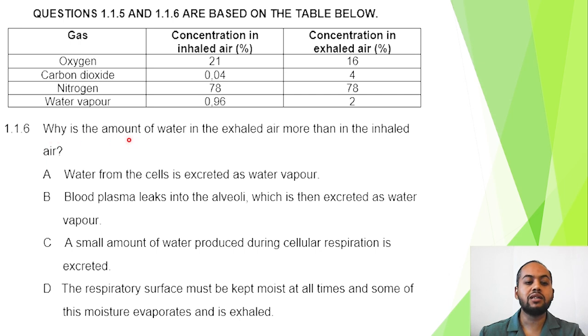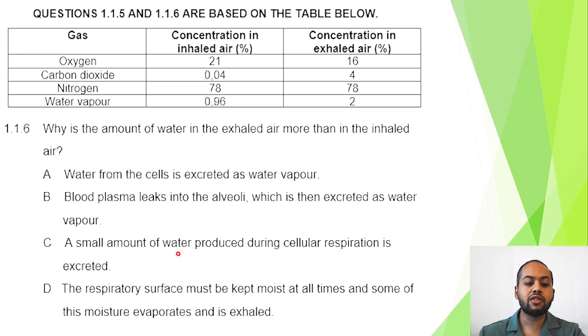1.1.6 states, why is the amount of water in exhaled air more than in inhaled air? So the amount of water vapor, why is it more in exhaled air compared to in inhaled air? Option A, water from the cells is excreted as water vapor. Option B, blood plasma leaks into the alveoli, which is then excreted as water vapor. These were two statements which we never touched on and generally does not seem correct according to the question.